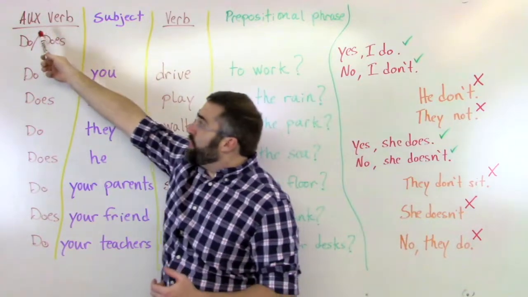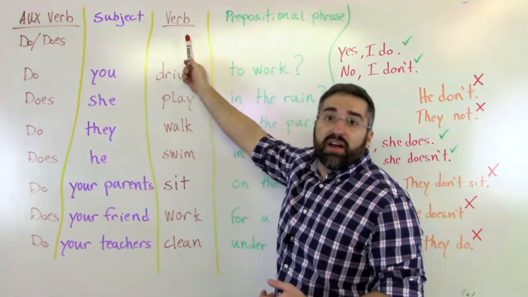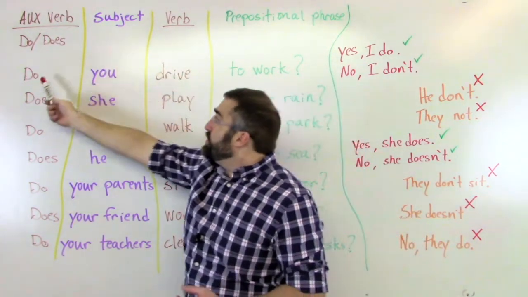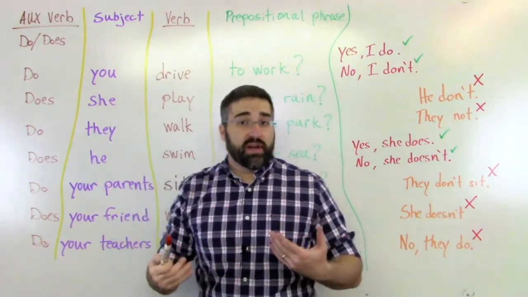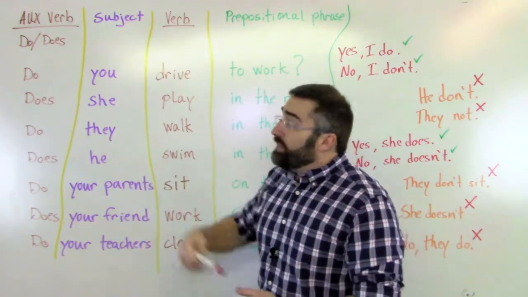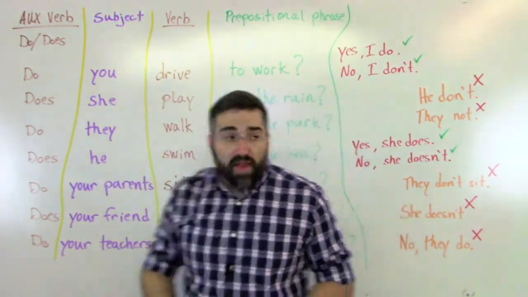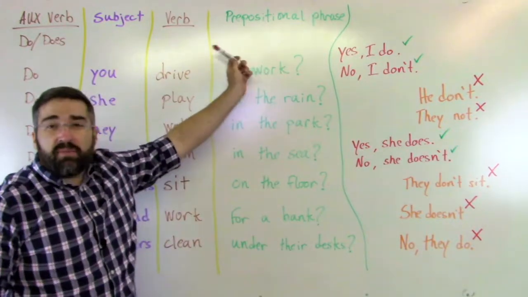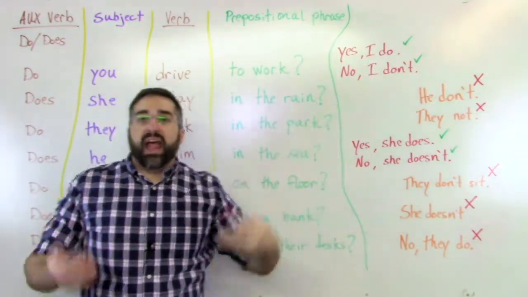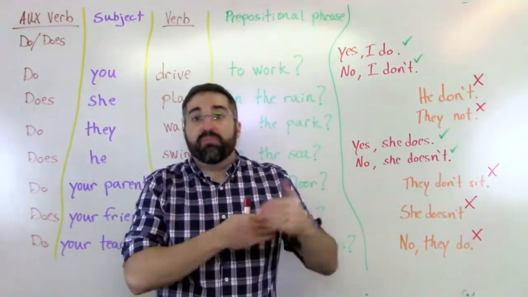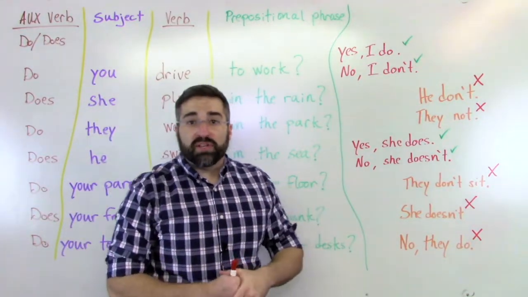So we have one verb here, the auxiliary verb, and the other verb right here, another verb, okay? So do, drive, does, play, do, walk. These are for questions, okay? Then we need a subject between them. And over here we have usually a prepositional phrase. Sometimes we have an adverb or maybe more verbs. It just depends on what our predicate phrase is going to be, okay?